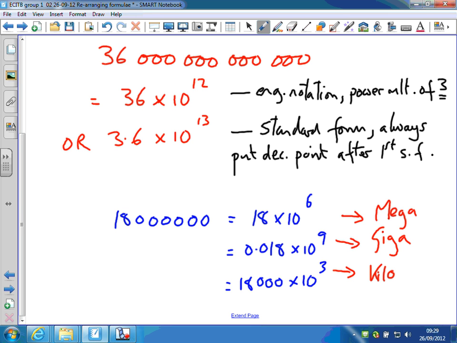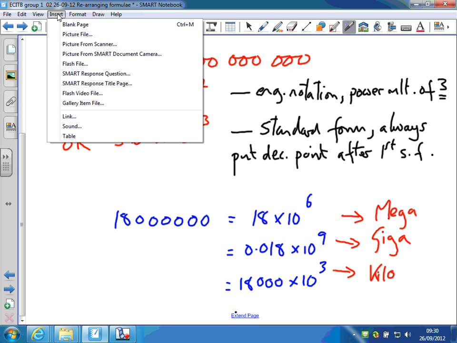So if you're doing a calculation and you get this answer in joules, then you might say, well, actually, that's 18 times 10 to the 6 joules. Or you might say, that's 18 megajoules. All 3 answers would be the same, would be correct. What about this?